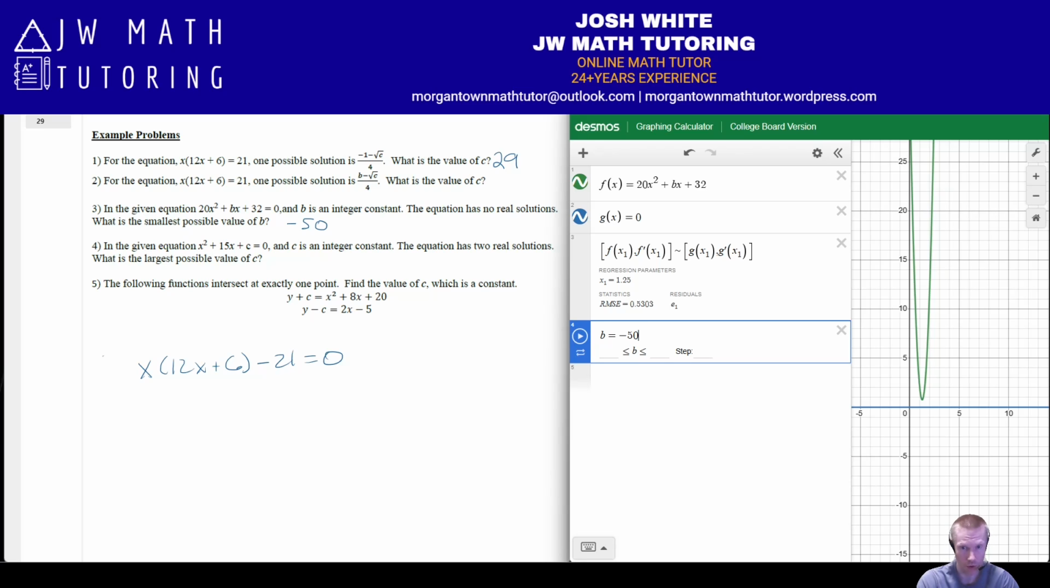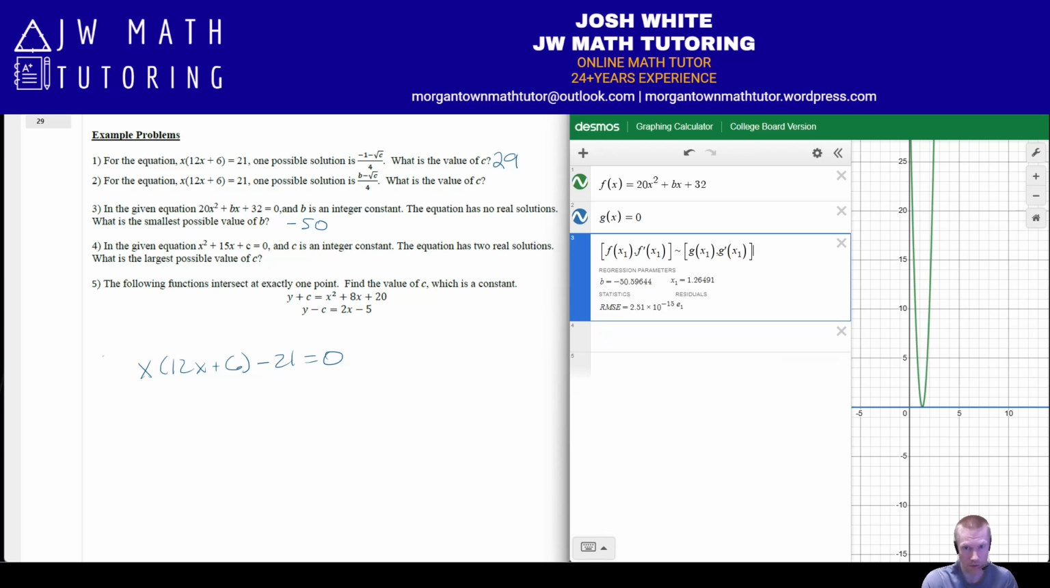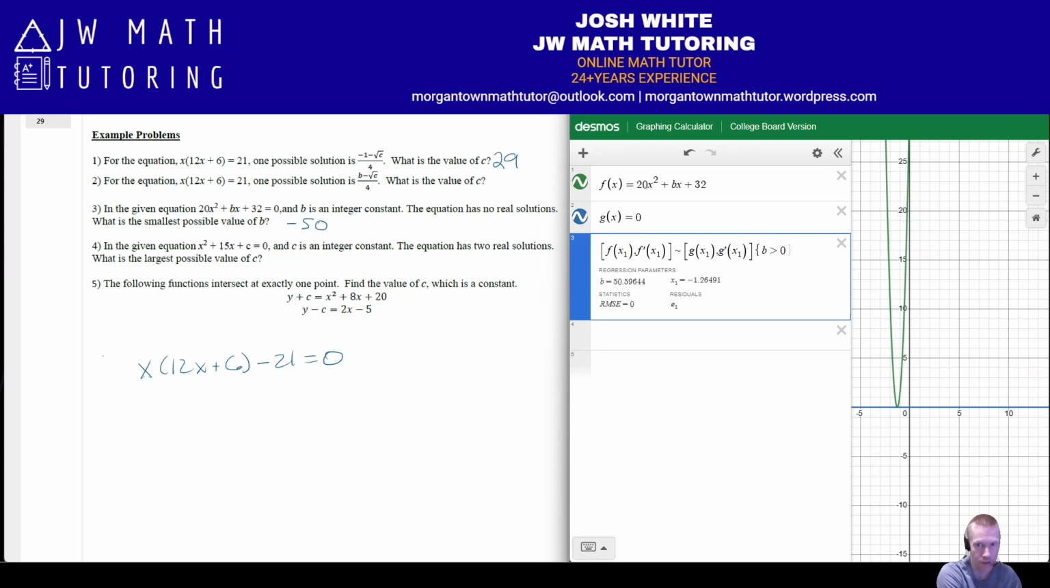So this one, for example, it gives me b equals negative 50.59 something. However, if I put in a constraint that says b is greater than 0, it actually returns the same number except that it's positive: positive 50.59644. And all that does to the graph is shift it over to the other side, but it's still on the x-axis.